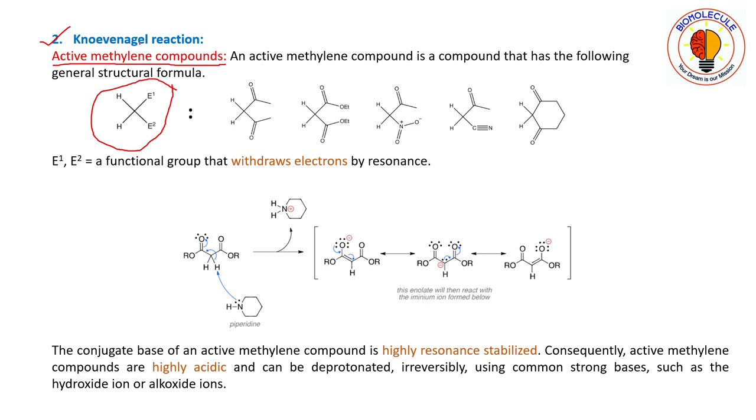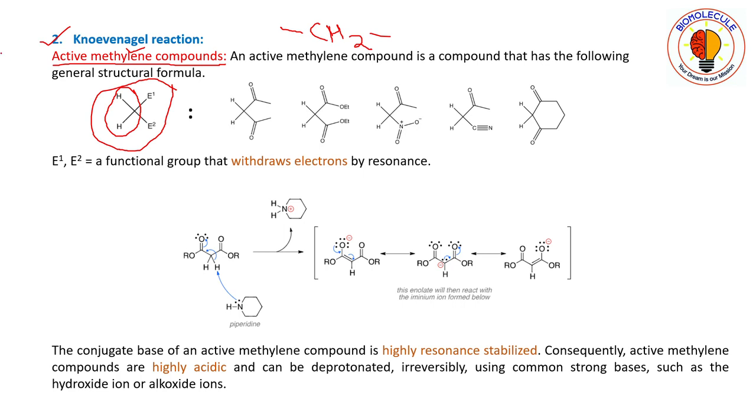So why is it known as active methylene compound? See here, methylene. Methylene means the CH2 group is known as methylene group. So if we look over here in this general formula, we have a CH2 group. That means we have a methylene group, and this compound is a methylene compound. But why is it active? How can we make it active?